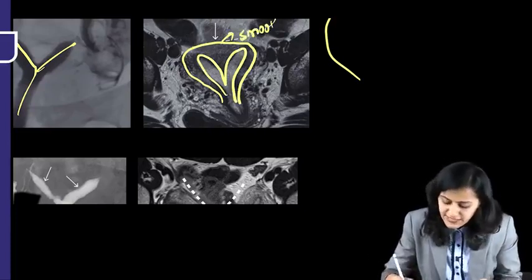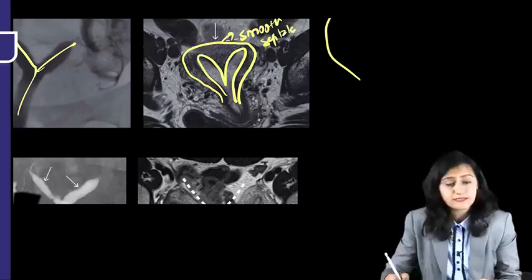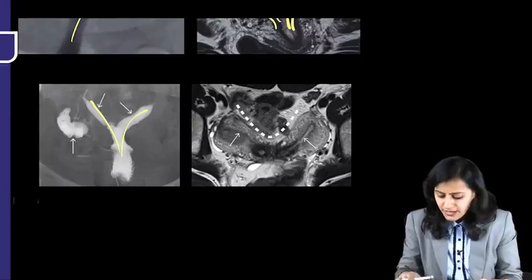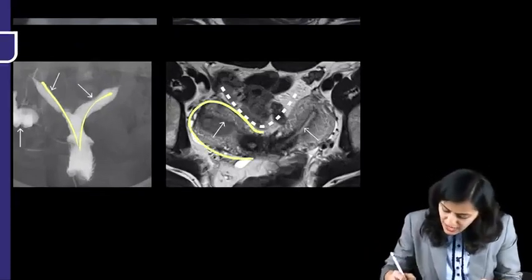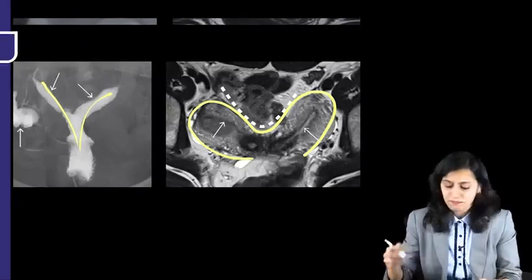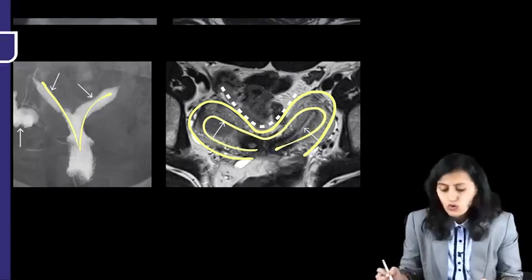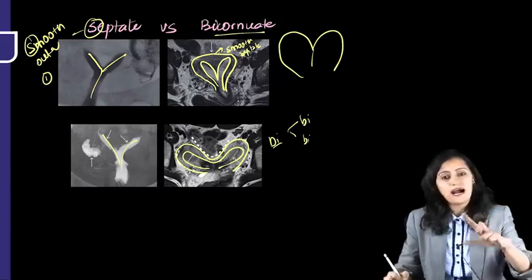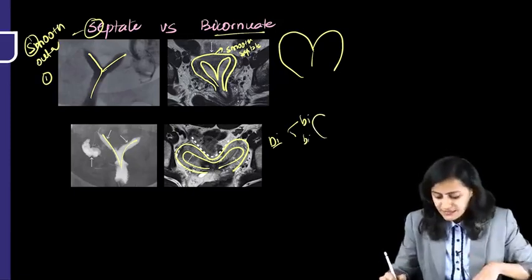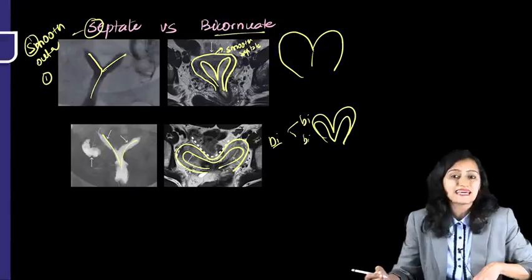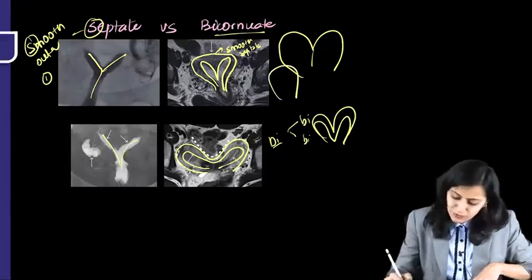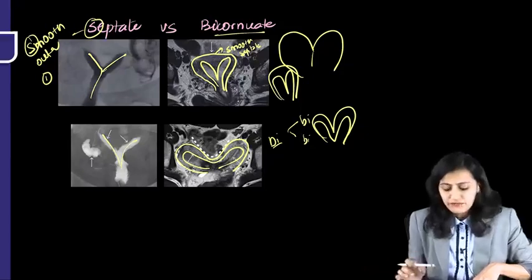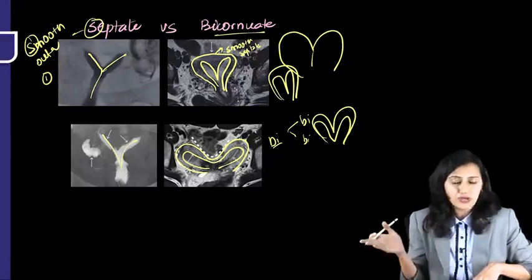So smooth, S for S, is septate uterus. Here again in HSG, bicornuate versus septate, do an MRI. What do you see is the outer surface is also separate, the inner surface is also separate. So remember, bicornuate is "bi". Bahar bhi bi, andar bhi bi, that means two outside and inside also. While septate is smooth outside and two different endometrial cavities. That is how we differentiate septate and bicornuate uterus.